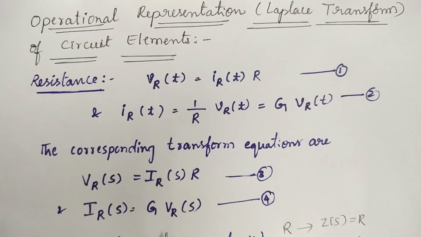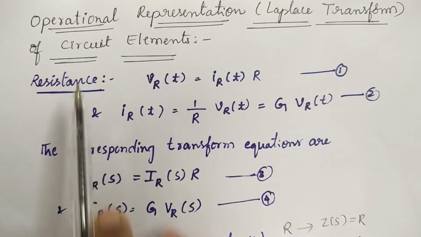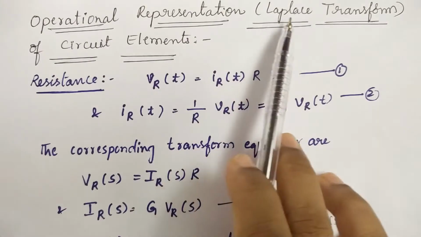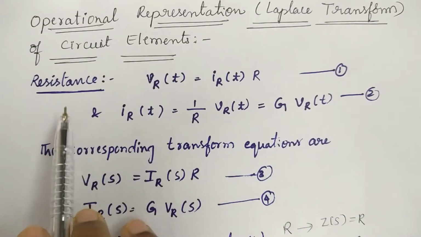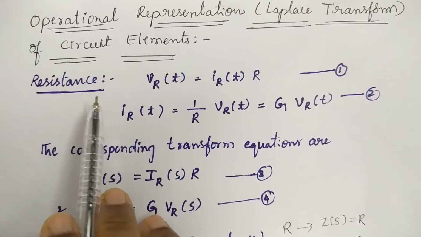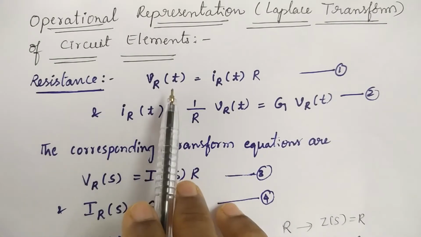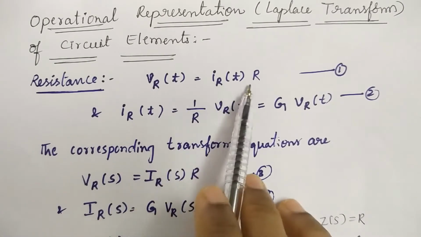Hello everyone. Today in this class we are going to learn operational representation, that is, the Laplace transform of circuit elements. In this topic, we have first considered the resistance. For a resistor, the voltage and current relationships are like this.